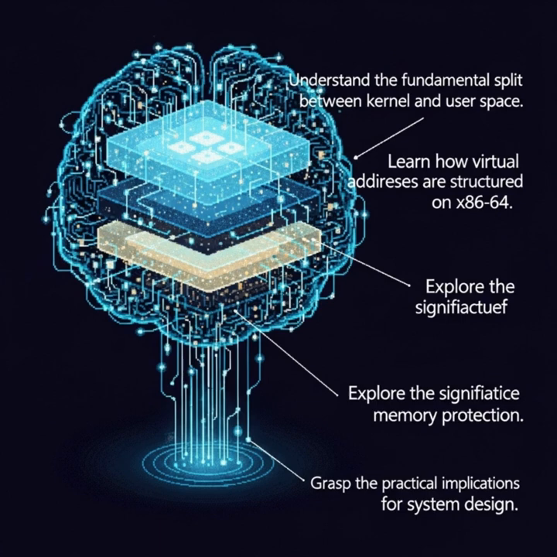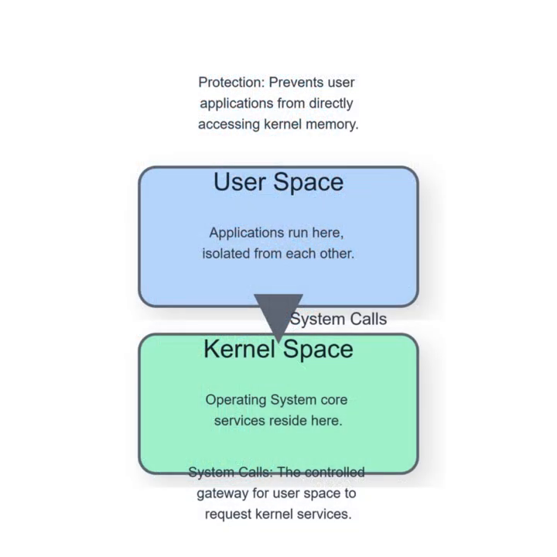At the heart of modern operating systems lies a critical division: the separation of kernel space and user space. Think of it like a highly secured building. User space is where all your regular applications run: your web browser, your text editor, your games. Each application lives in its own isolated room, preventing it from directly accessing or corrupting another application's data. This isolation is paramount for stability and security.